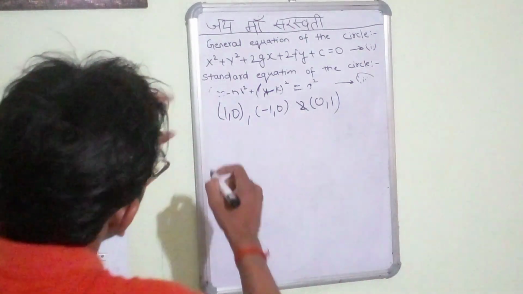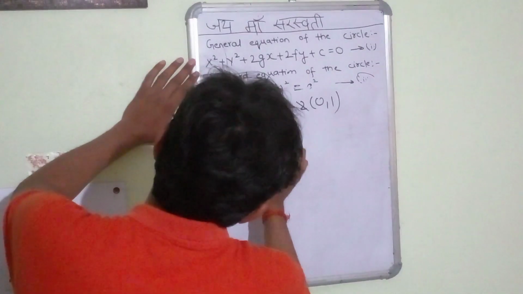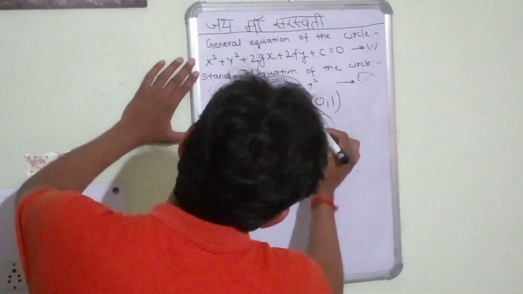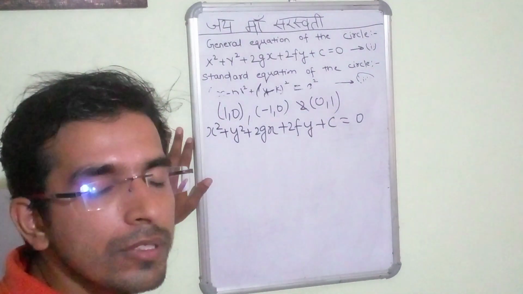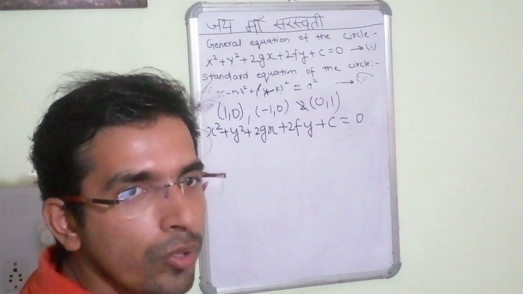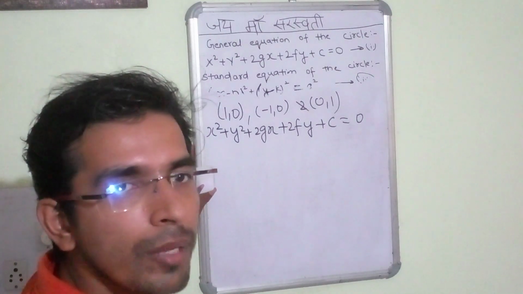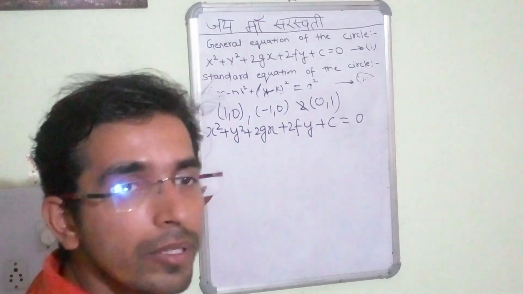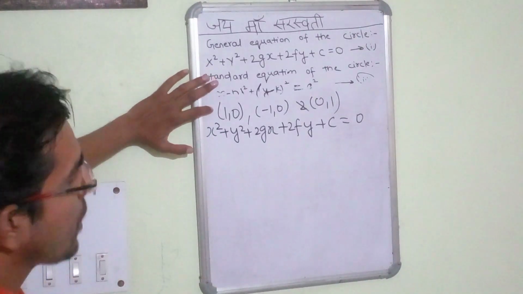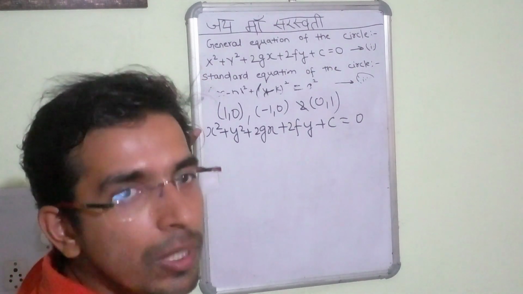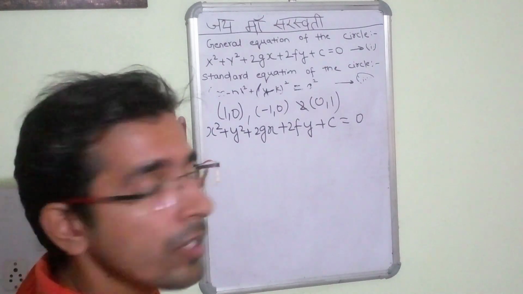So first and foremost, we will be writing the general equation of the circle: x square plus y square plus 2gx plus 2fy plus c is equal to 0. Understood? We had already derived this equation, which takes the form of the standard equation of the circle, in which the center is minus g and minus f, and the radius is under root g square plus f square minus c. So first, these 3 points are given: 1 0, minus 1 0 and 0 1. We will be substituting simultaneously the values of x and y in the corresponding equation.